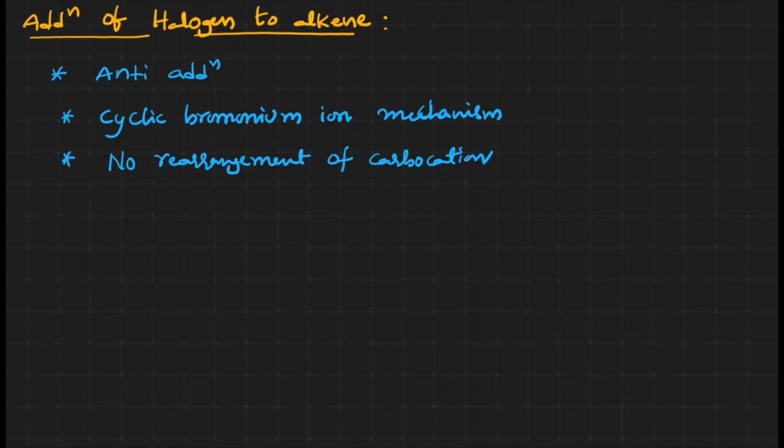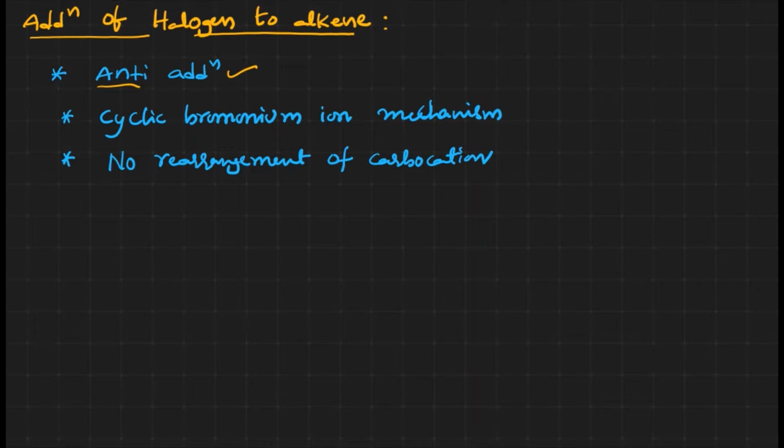Hello friends, in this video I am going to discuss addition of halogen to alkenes in electrophilic addition reactions. Before we get into the examples, let me give you some basic information about how the reaction takes place. Addition of halogen to the alkene is anti-addition, meaning we will get the trans addition product.